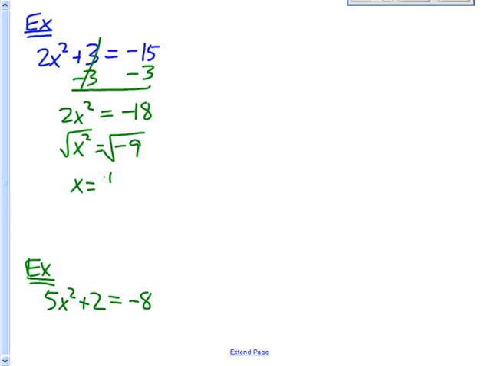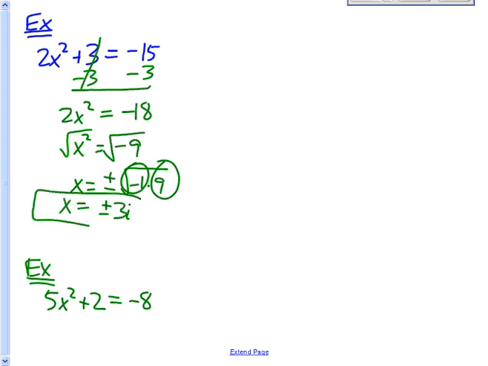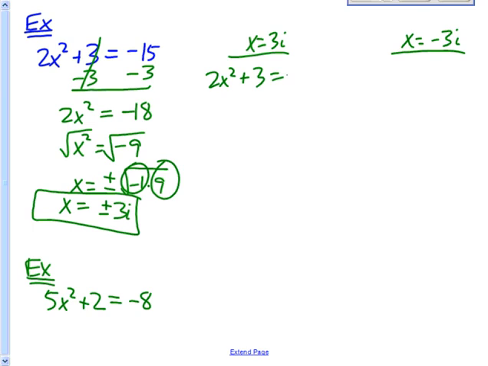x is plus or minus, and then I just simplify this. This is negative 1 times 9. Square root of negative 1 is i. Square root of 9 is 3. So this is plus or minus 3i. Okay, so that's our solution. In other words, if I was to plug in 3i and check it, or negative 3i, they should satisfy the original equation. So let's check this.